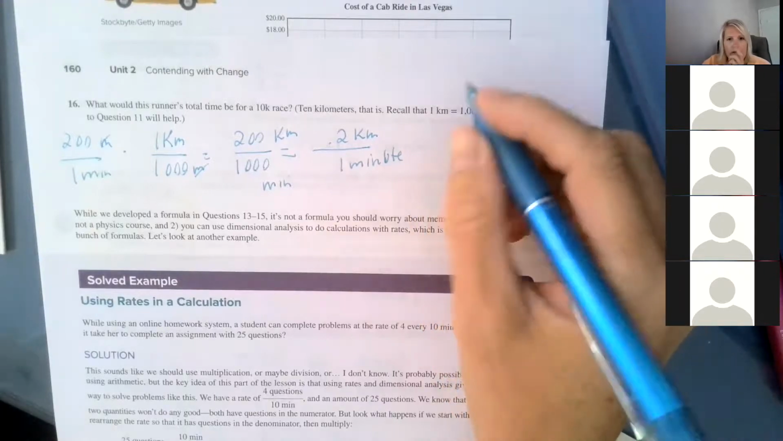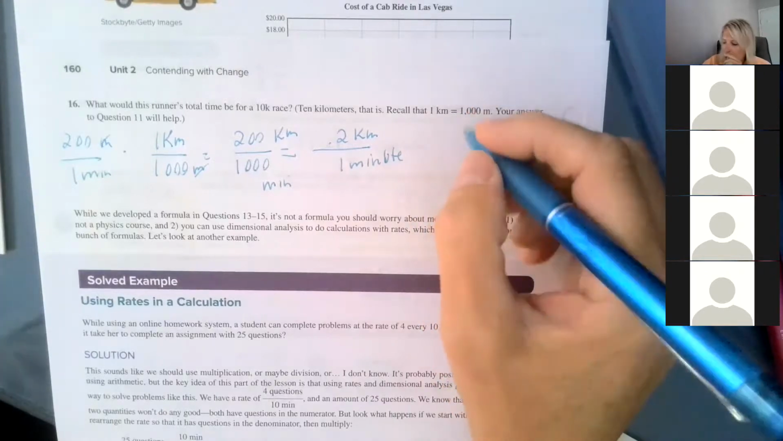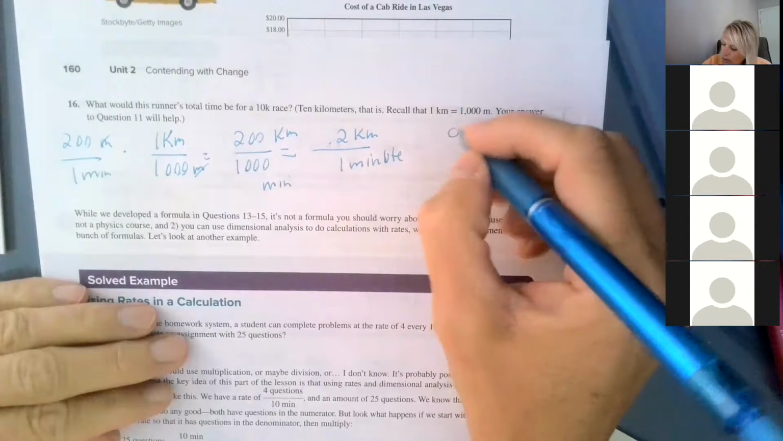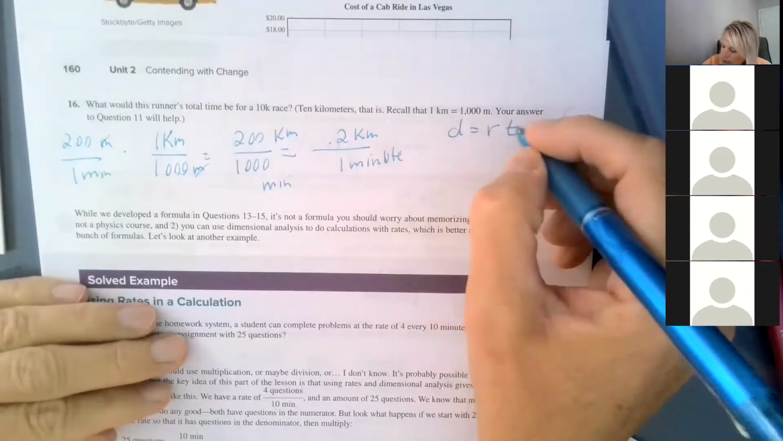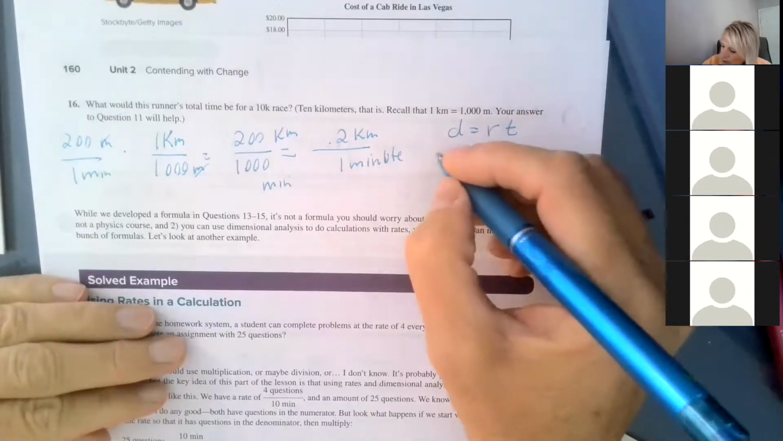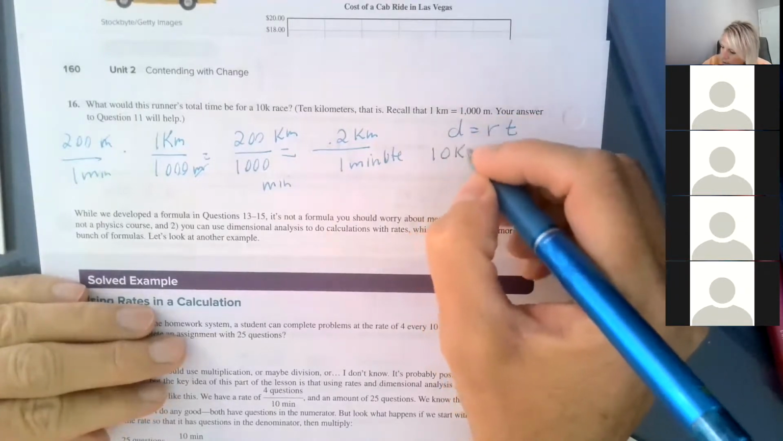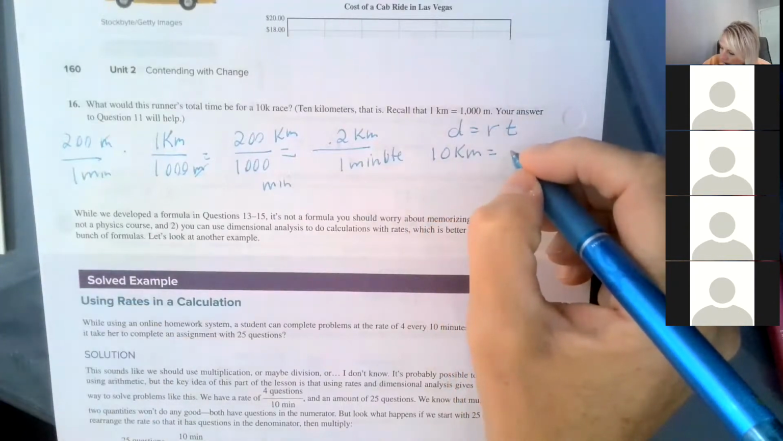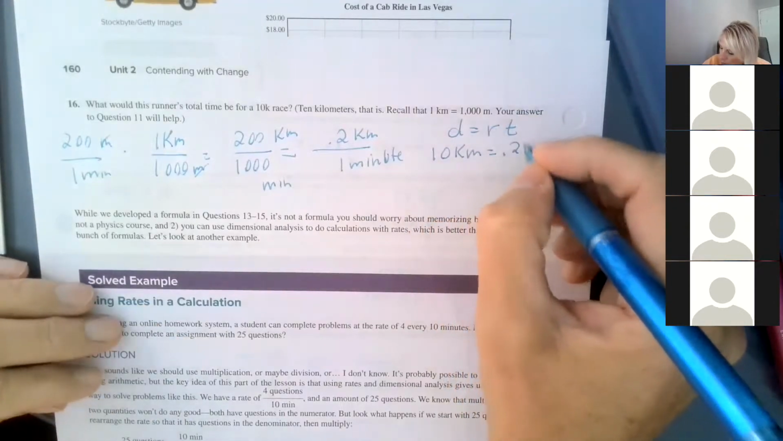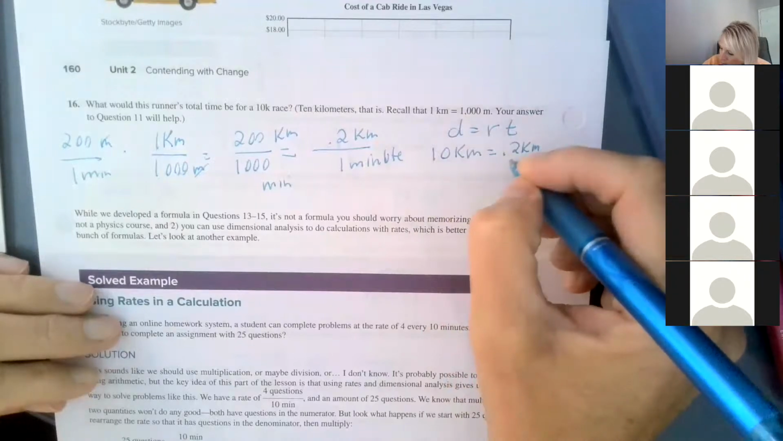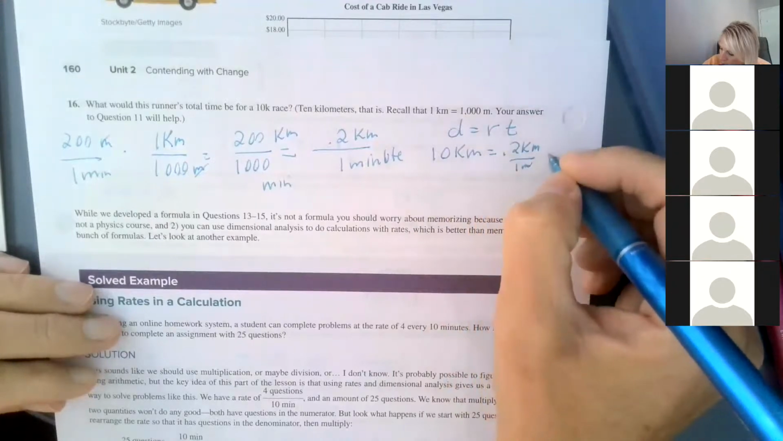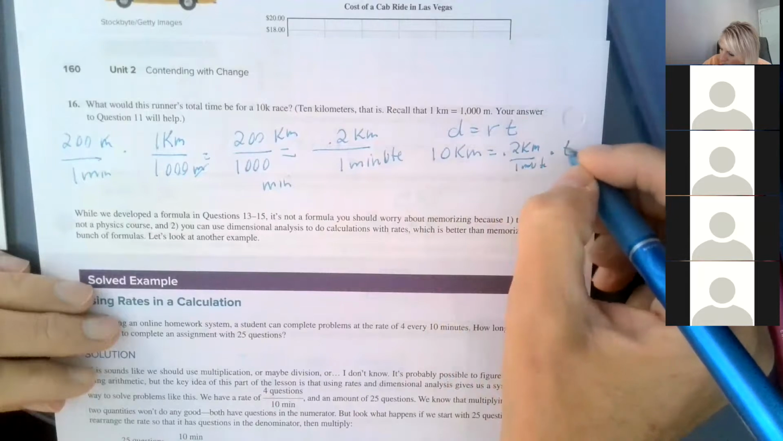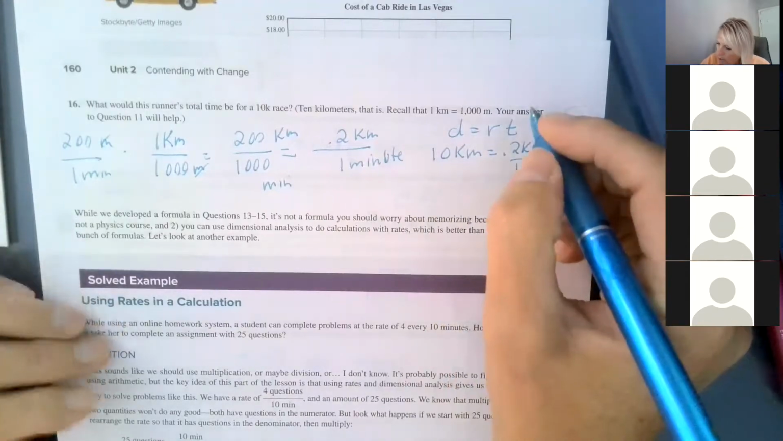I love that strategy. Let's also see, we can do the distance equals rate times time. And since we know that the distance we want to travel is the 10 kilometers and the rate is 0.2 kilometers for 1 minute, right? If we think of it like that. And then we don't know the time. That's the question, is we want to know how long it will take.